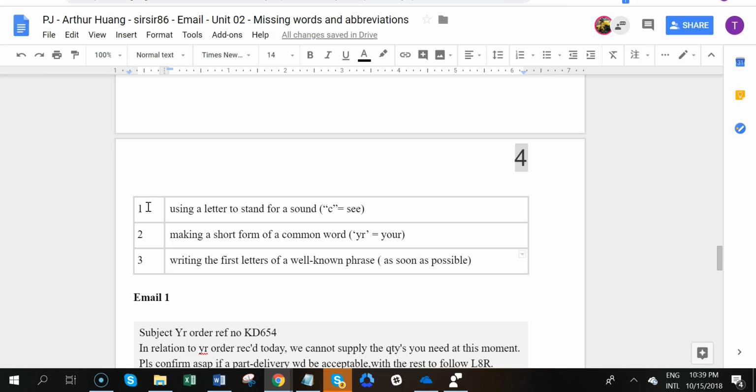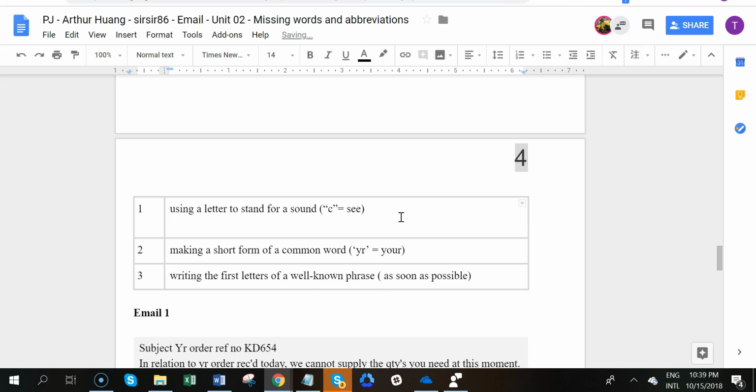Use a letter to stand for a sound, like C equals see. Another example is that some informal writers write "can you see me" in a short way, but they mean "can you see them," like that.